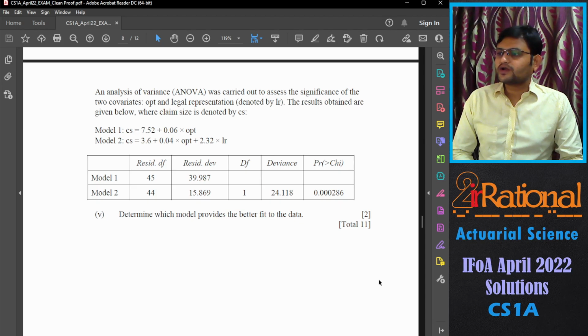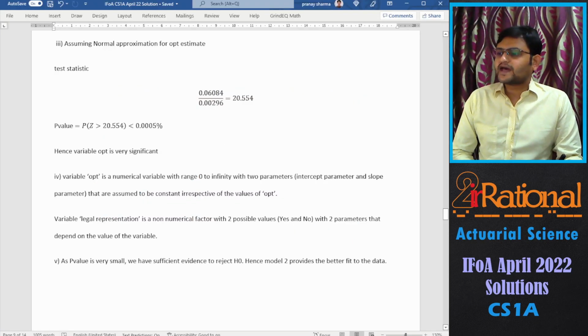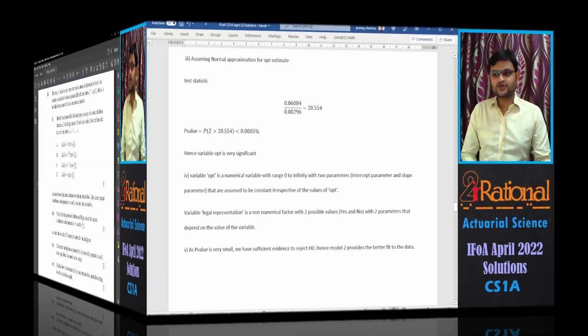So we are seeing our model 1, model 2 analysis done. We can directly look at the p-value. The p-value is very small. So we have to determine which model provides the better fit of the data. As the p-value is very small, we have sufficient evidence to reject H0, hence model 2 provides the better fit to the data. Let's go to the next question.